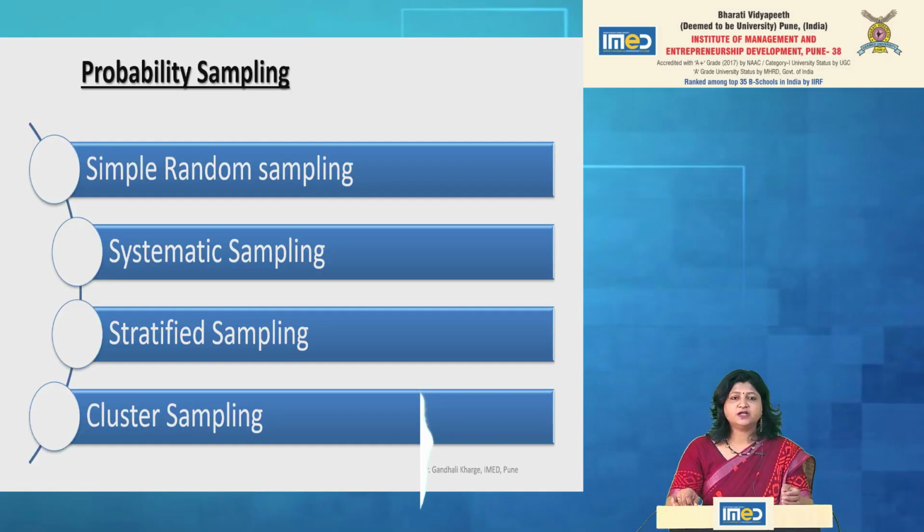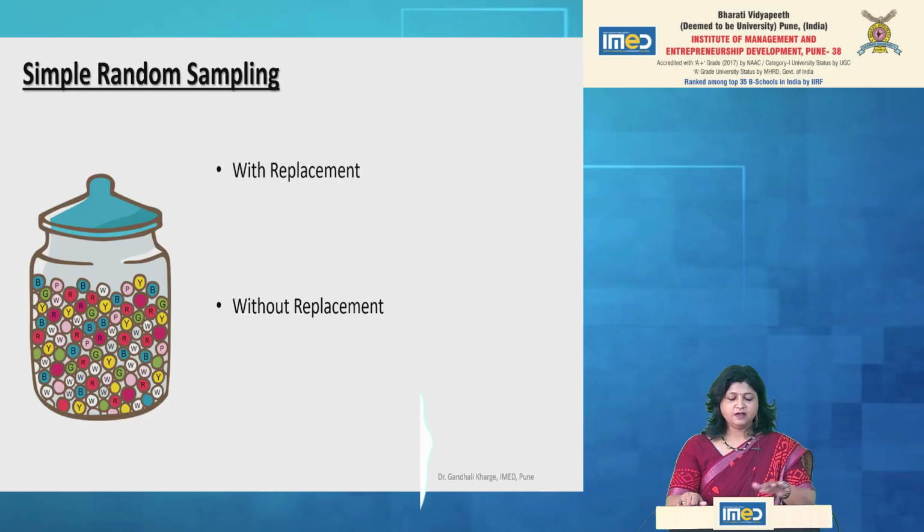There are 4 types of probability sampling. First is simple random sampling, second is systematic sampling, third is stratified sampling, and fourth is cluster sampling. Let us see one by one. First, simple random sampling. Simple random sampling means for the whole population we have a particular systematic method to get a sample.